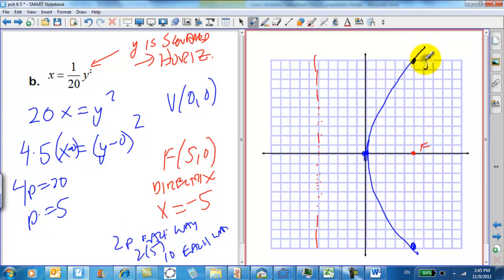You can also check, if this is the point 5, 10, and this is the point 5, negative 10, you can make sure both those work in the original equation. And they do, because when you put in 10 or negative 10, you square it, 100, divided by 20 is 5, so x equals 5. Okay?